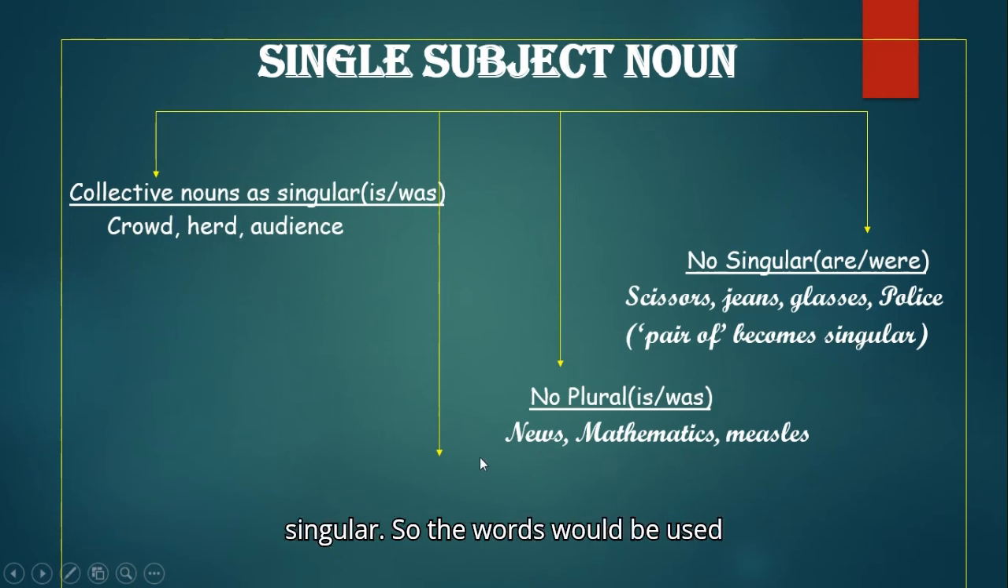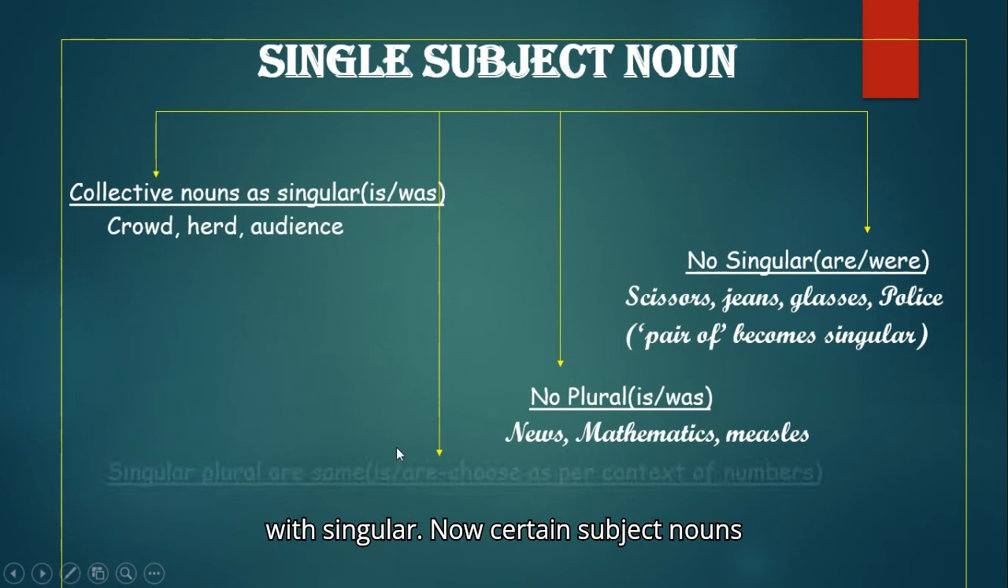So the words would be used as: there is good news. Mathematics is an interesting subject. Measles is a deadly disease. So these words, although they have an s at the end, that does not mean they are plural. These are always singular. Hence the verb form would be the verb taken with singular.